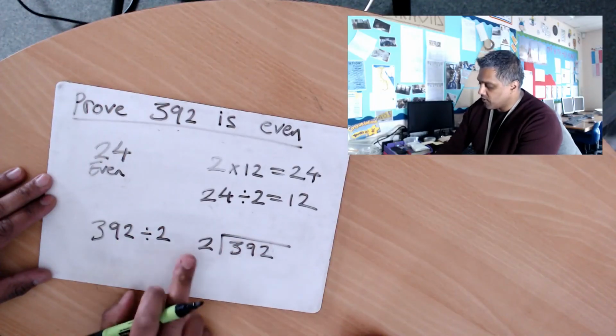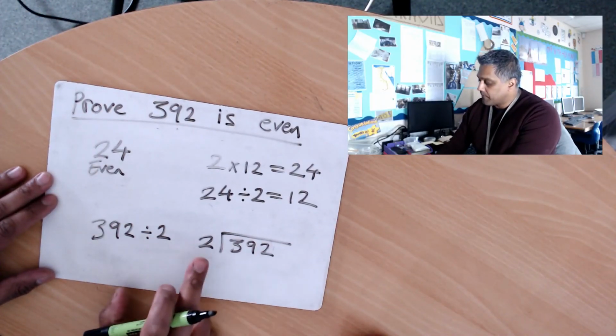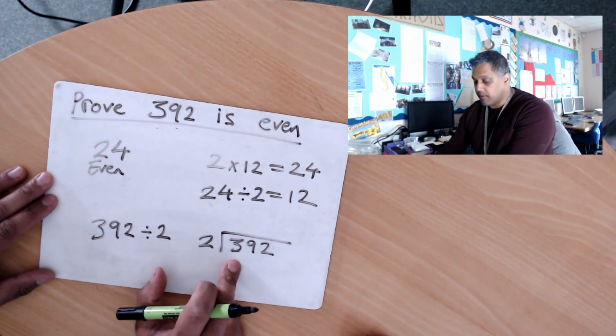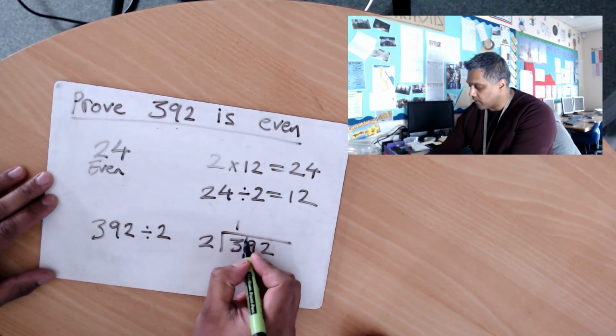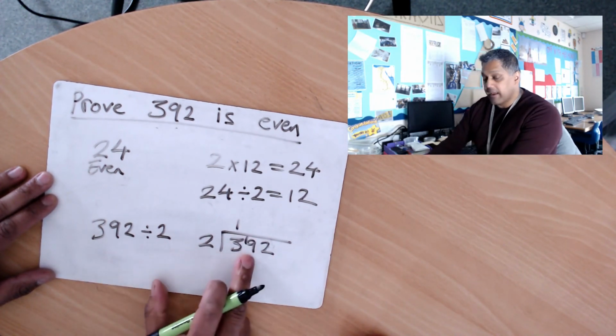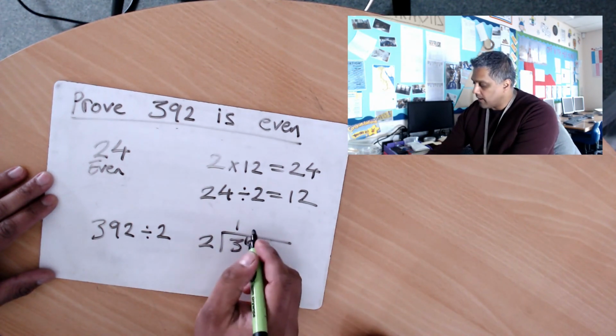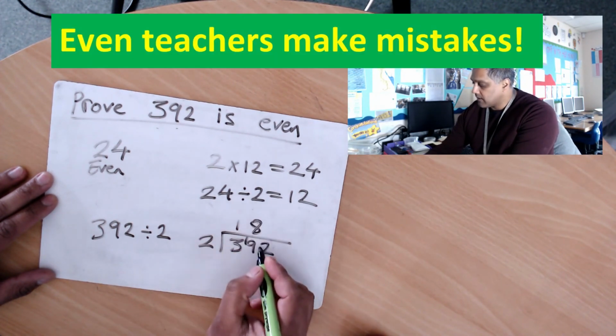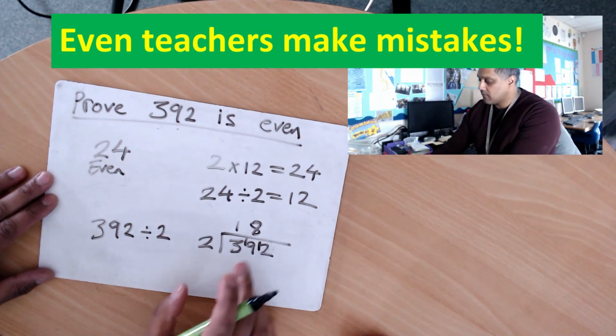So 392 divided by 2. So how many 2's are there in the number 3? Well, there's 1 and there's 1 left over. How many 2's are there in 19? I know there's 8 and there's 1 left over there. Sorry, 9.